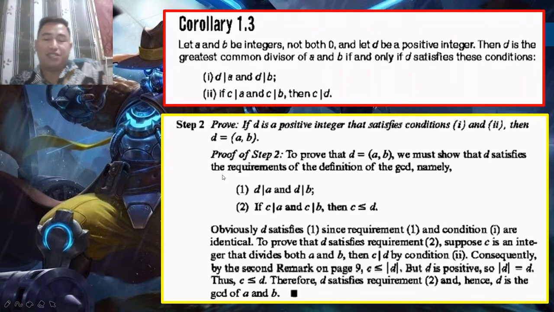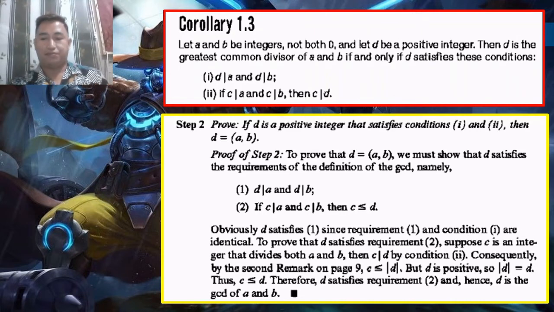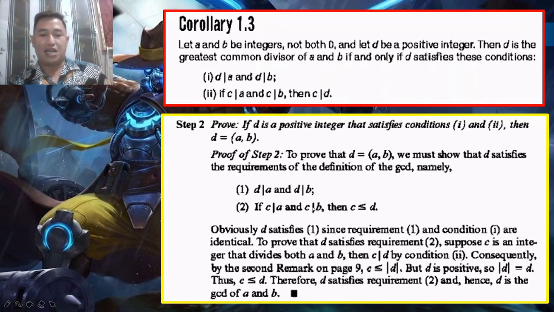Proof of step 2. To prove D is the GCD of A and B, we must show that D satisfies the requirements of the definition of GCD. Obviously, class, D satisfies 1, since requirement 1 and condition 1 are identical.